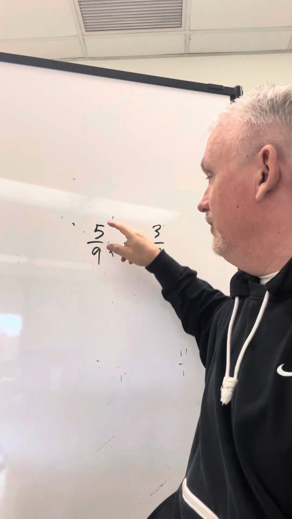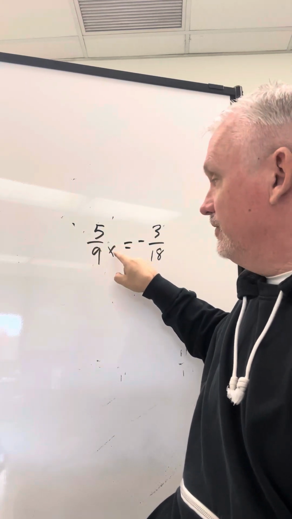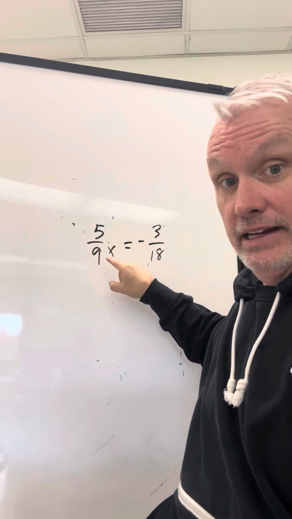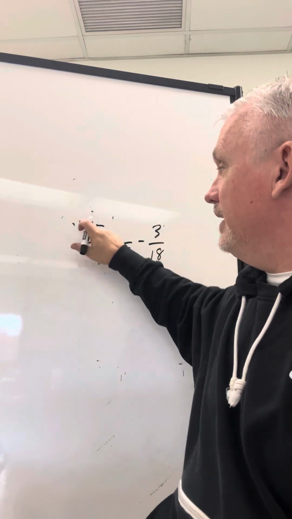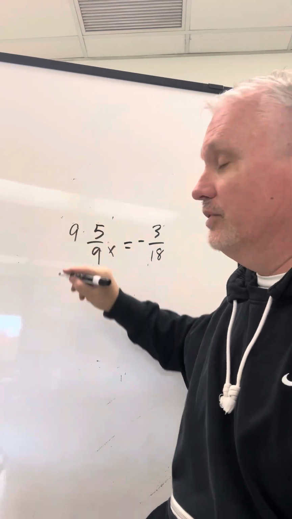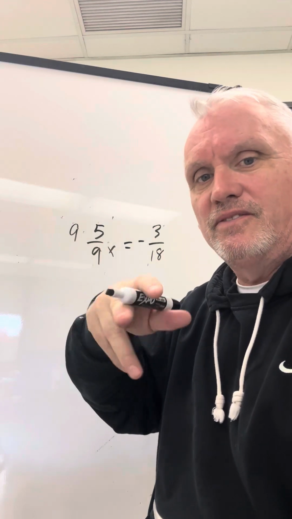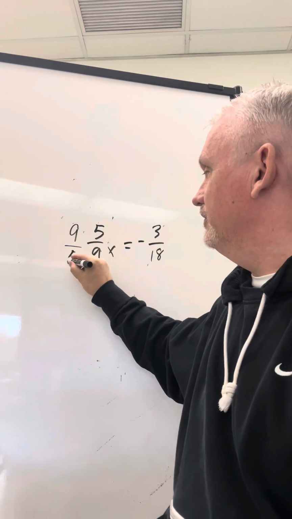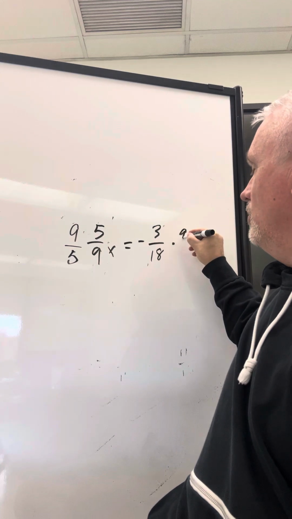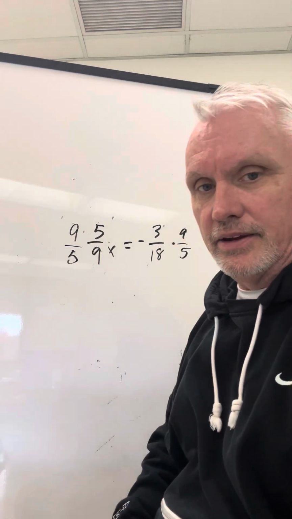I'll say that again. If you have a fraction in front of this variable, this letter, and you need to isolate this, you multiply each side by the reciprocal. The reciprocal is just flipping the fraction, which is 9/5. But whatever you do to one side, you do to the other.